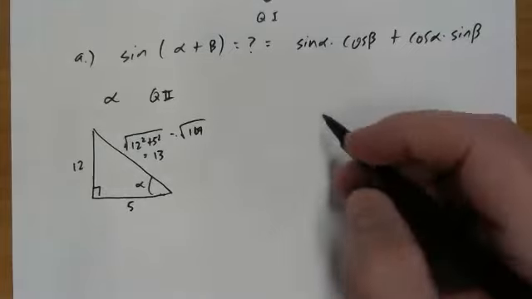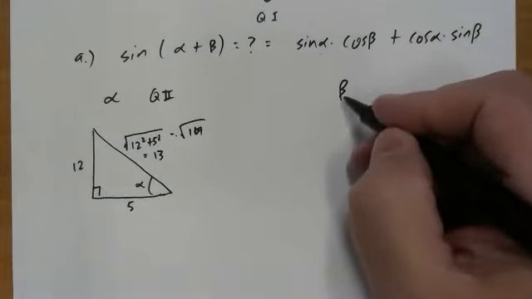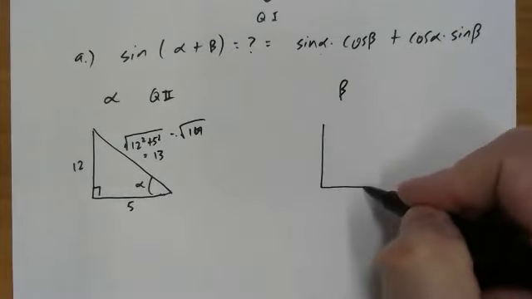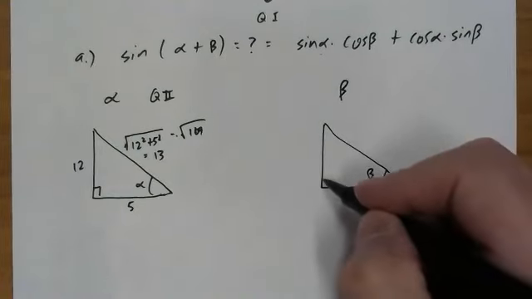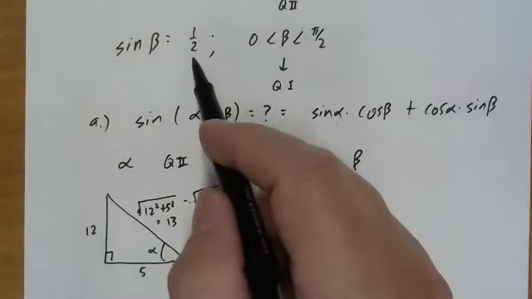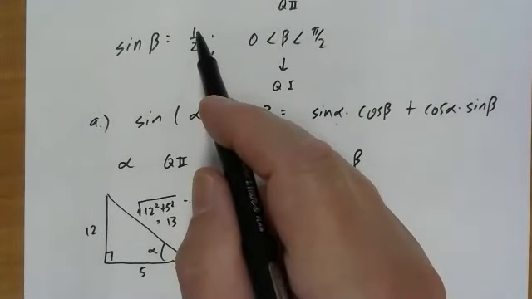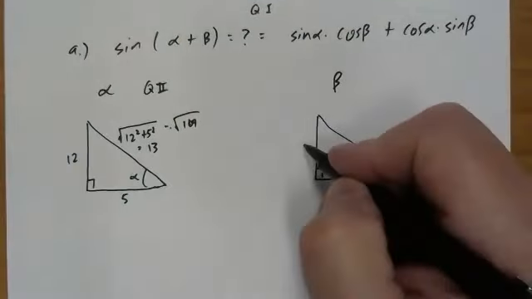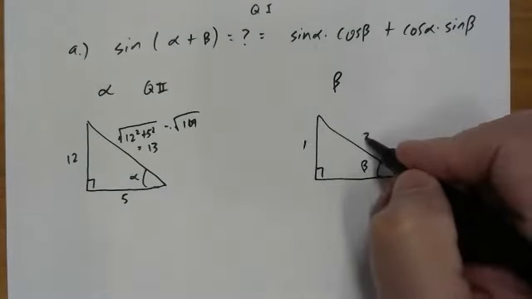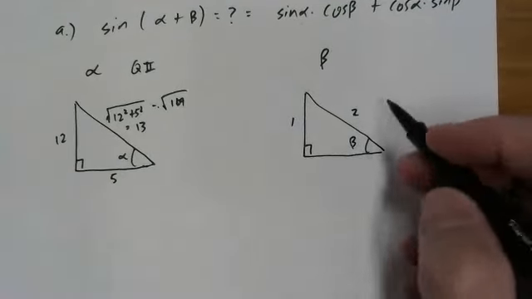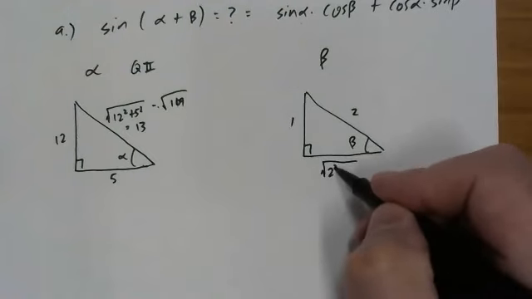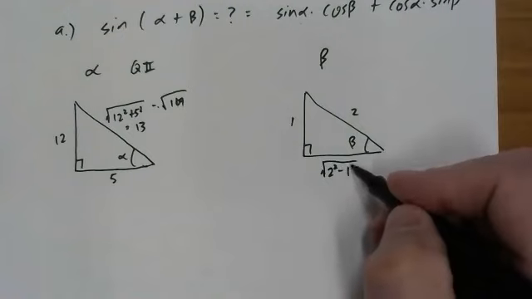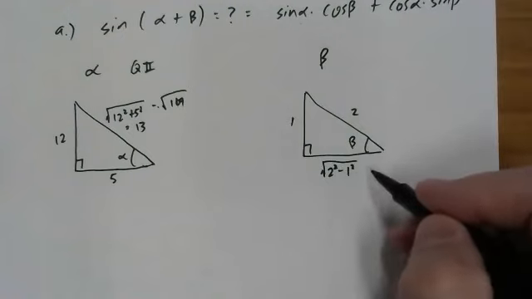Now I'm going to do the same thing for beta. Sine of beta is 1/2. So here's my beta triangle. Sine, so SOH, opposite over hypotenuse. So this other leg down here is the hypotenuse squared minus the other leg squared. This is 4 minus 1.